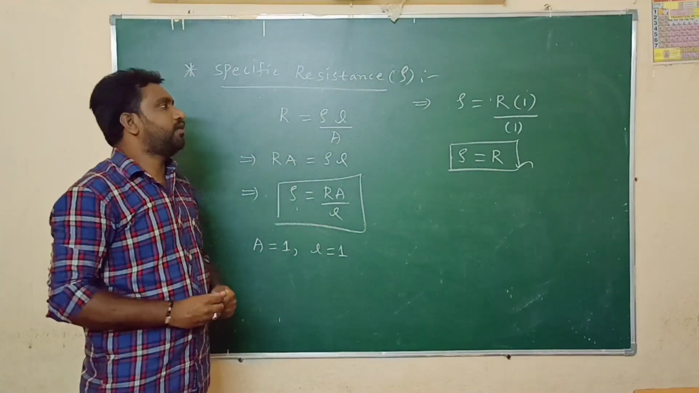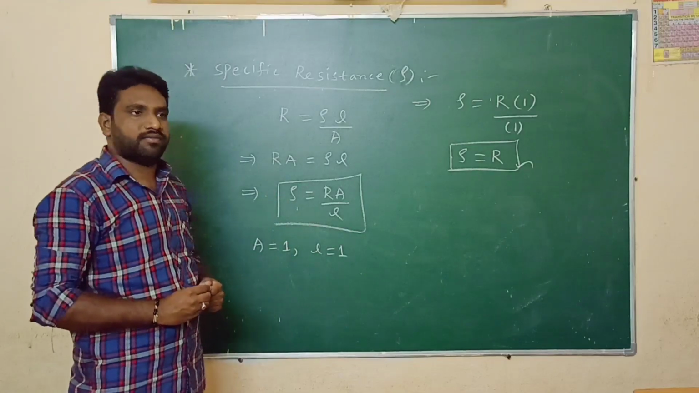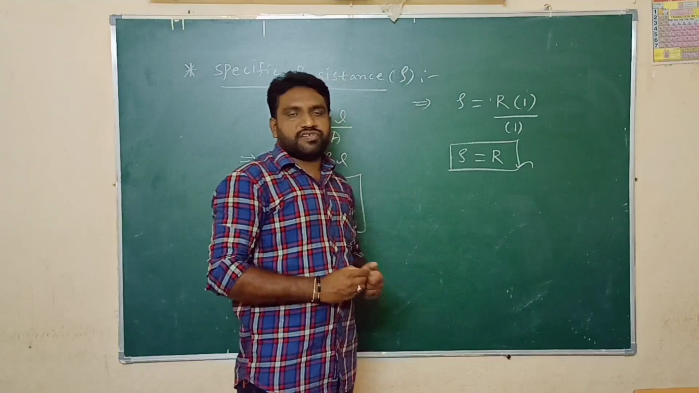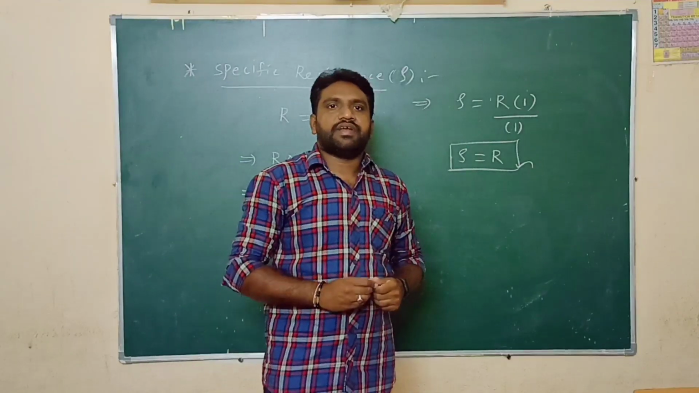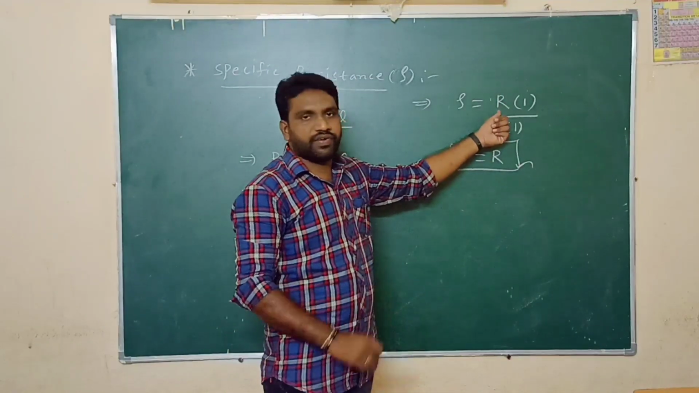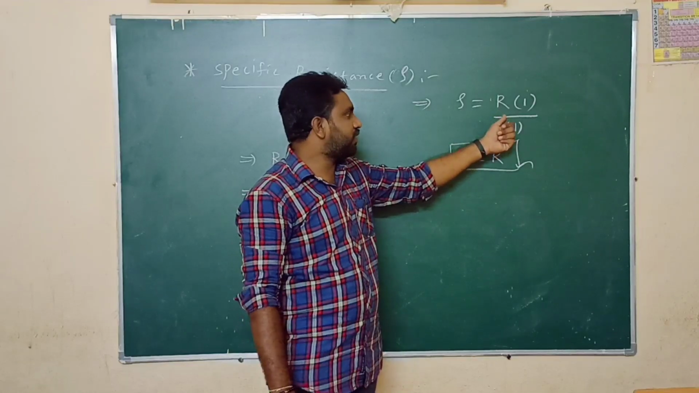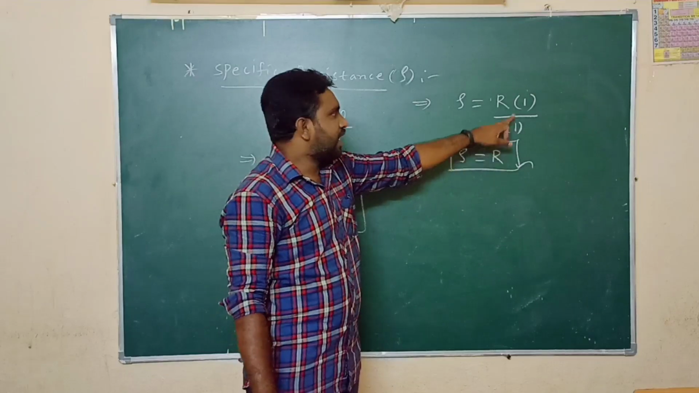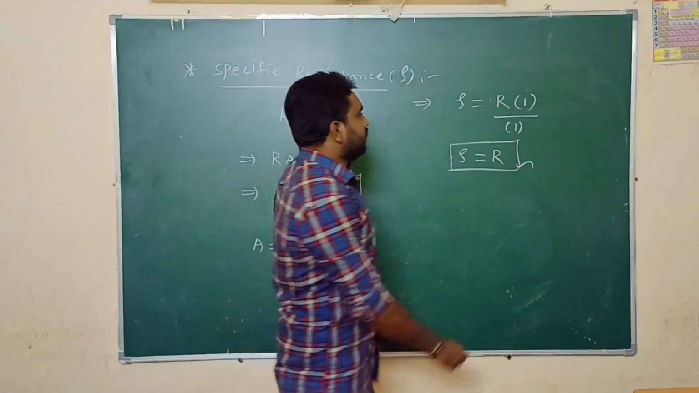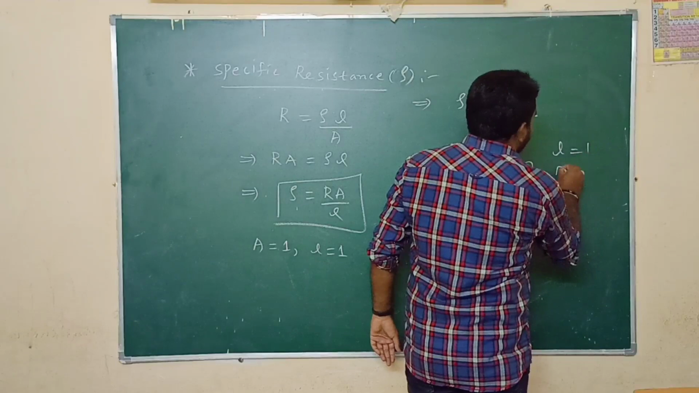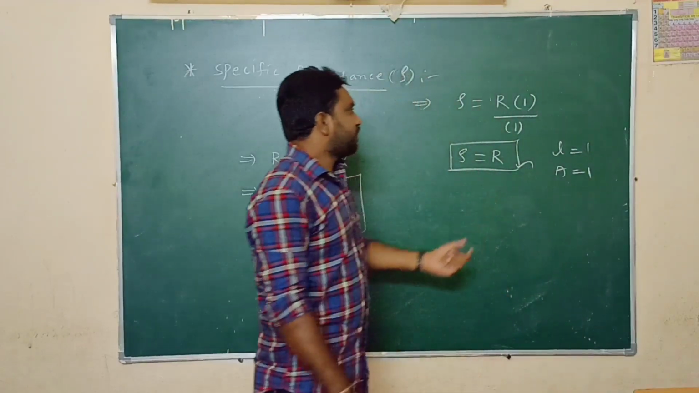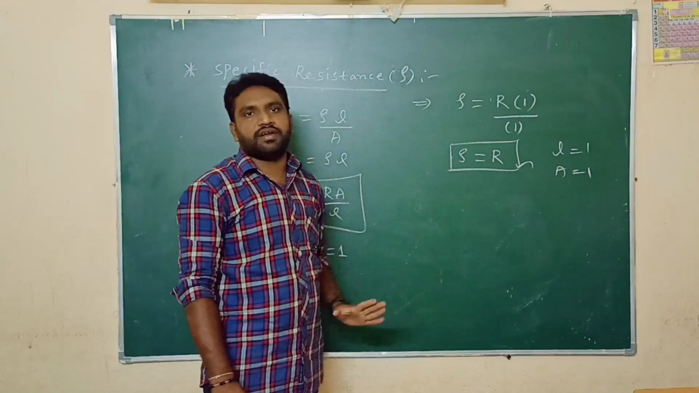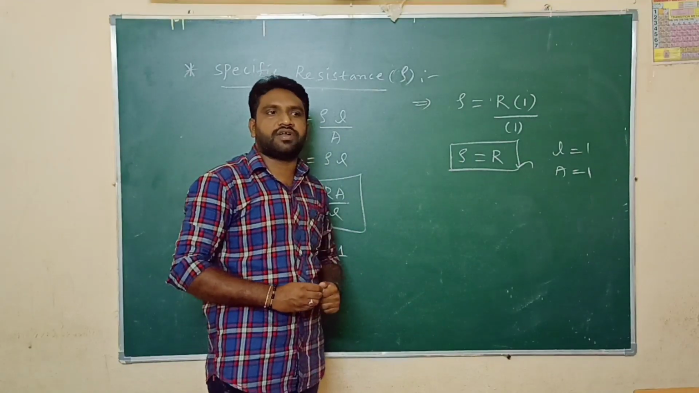From this equation, now I am going to give the definition for the specific resistance of the conductor. How can we define it? Specific resistance of the conductor is defined as the resistance of a conductor of unit length and unit cross sectional area. Then the resistance of the conductor is exactly equal to its specific resistance. That is the definition of specific resistance.